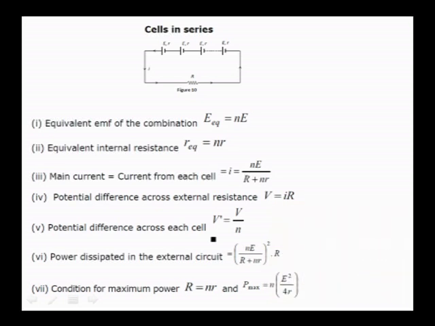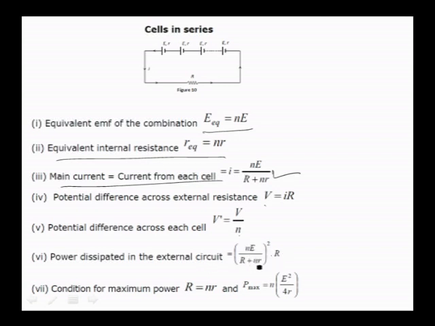Next, cells in series and cells in parallel. For n number of identical cells in series, the equivalent EMF is nE. The equivalent internal resistance is nr. The current in the circuit is I = nE divided by R + nr. The potential difference across the resistance is V = IR. The potential difference across each cell is V' = V by n. The power dissipated is I squared R.